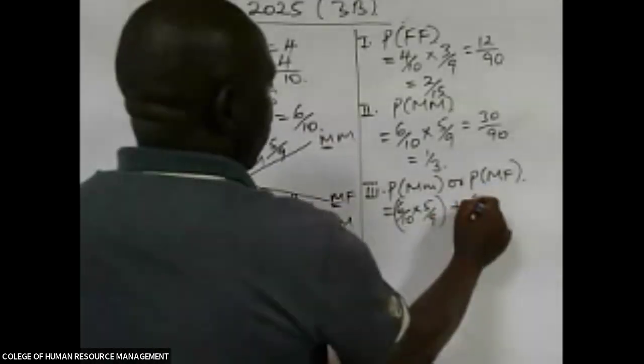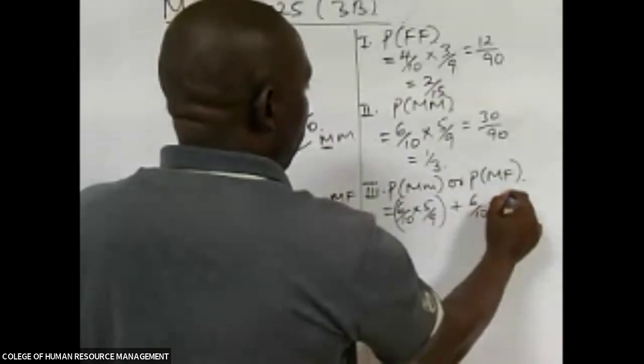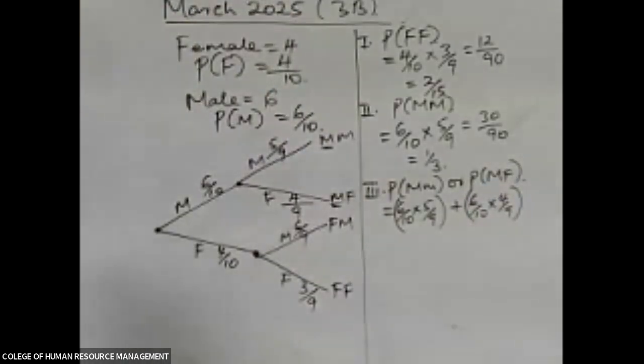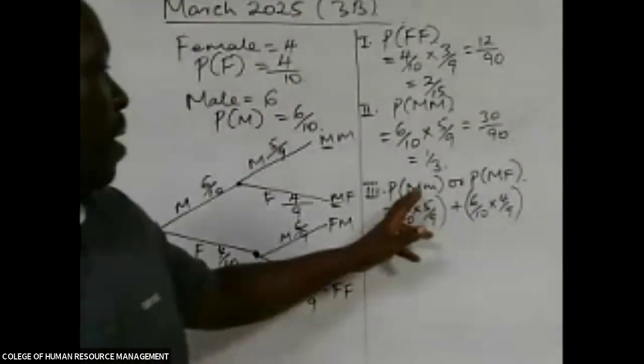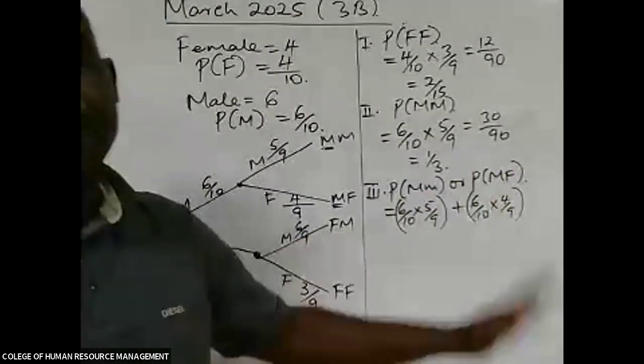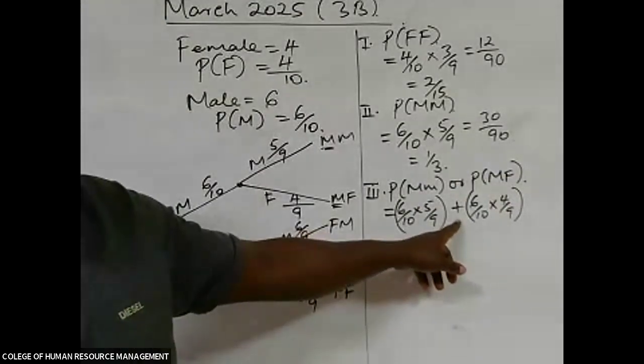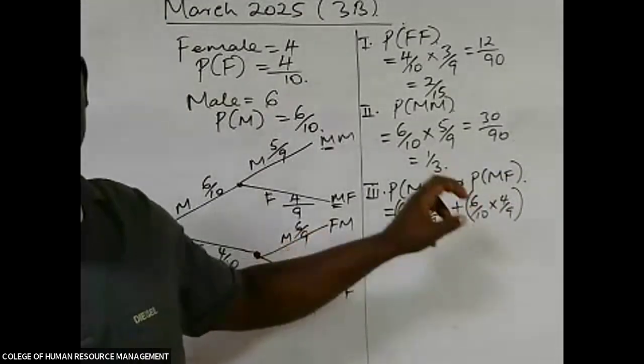MF is going to be 6/10 times 4/9. So you have got two possible cases whereby the first employee to be picked is a male. It is either male, male or male, female. And that is why the rule of probability of addition is going to be applicable.